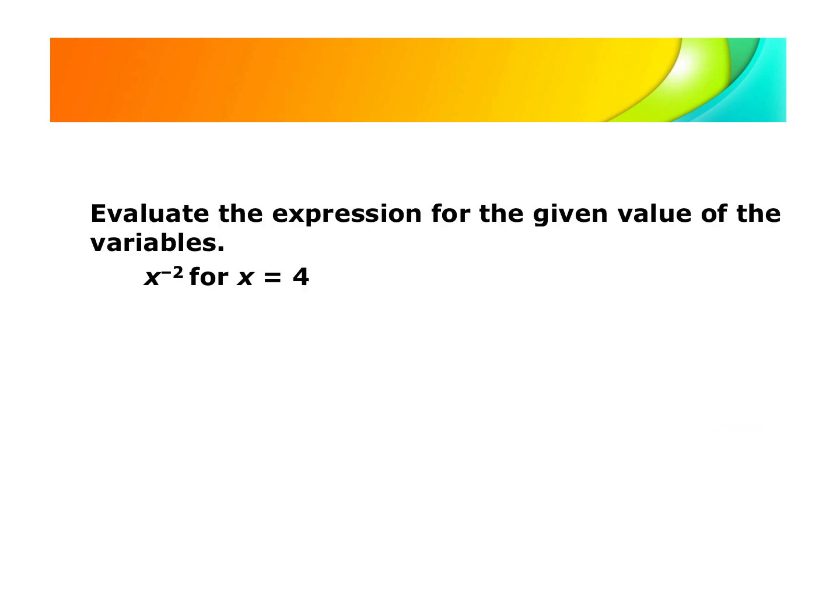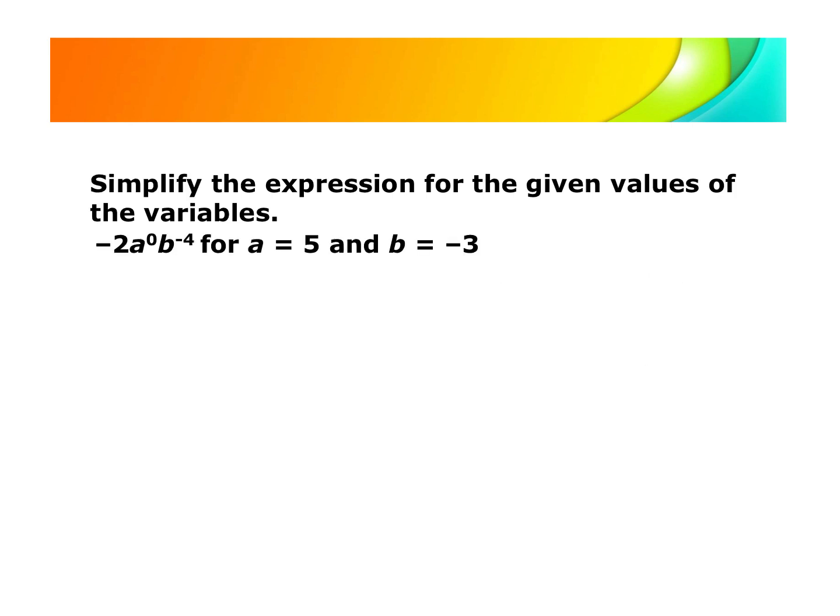So now they want to evaluate the expressions for the given value for the variable. So when we plug it in, we're going to get 4 to the negative 2nd power. So it's going to become 1 over 4 to the 2nd power. So it's going to become 1 over 16. So let's plug in the numbers to figure out how to simplify this as much as we can. So the negative 2 stays the same because there's nothing to do with that. Our A is 5 to the 0 power. And our B is negative 3 to the negative 4th power.